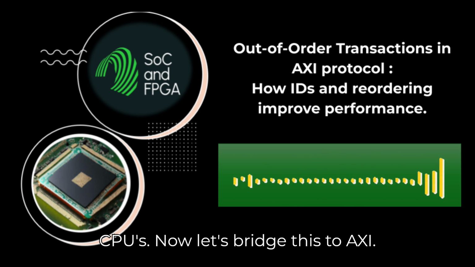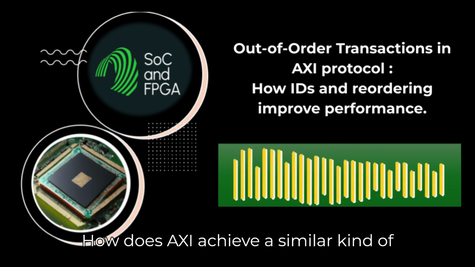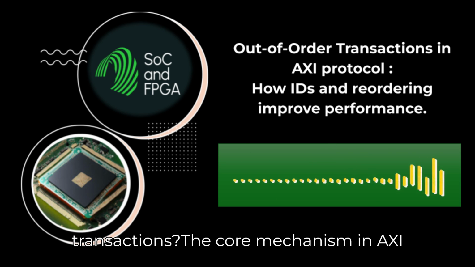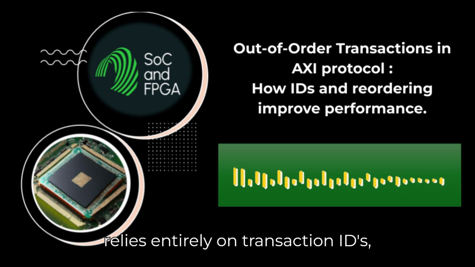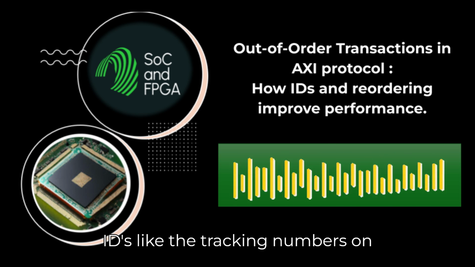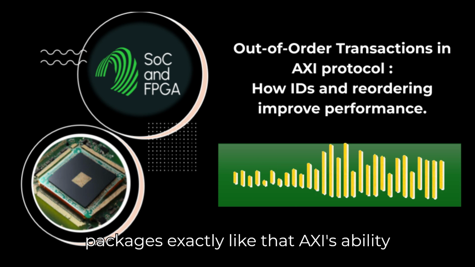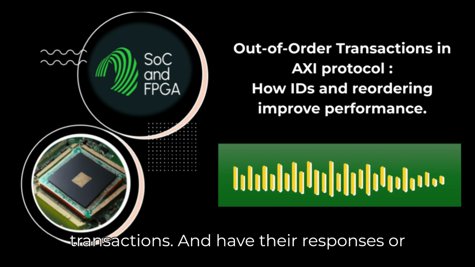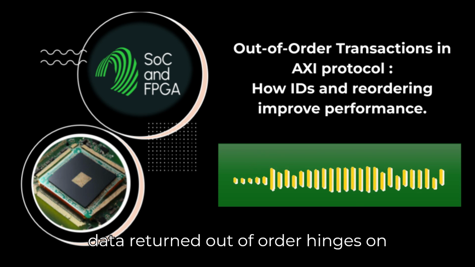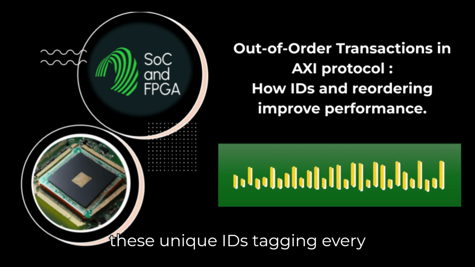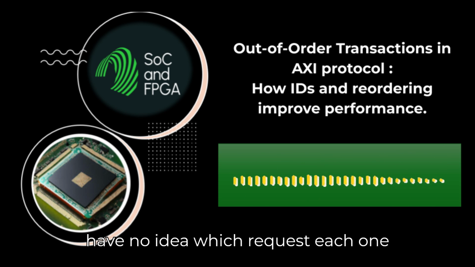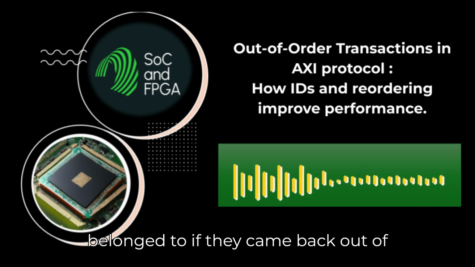Now let's bridge this to AXI. How does AXI achieve a similar kind of out-of-order capability for bus transactions? The core mechanism in AXI relies entirely on transaction IDs. IDs, like the tracking numbers on packages. Exactly like that. AXI's ability to support multiple outstanding transactions and have their responses or data returned out of order hinges on these unique IDs tagging every transaction. Without them, the master would just get a stream of responses and have no idea which request each one belonged to if they came back out of sequence.